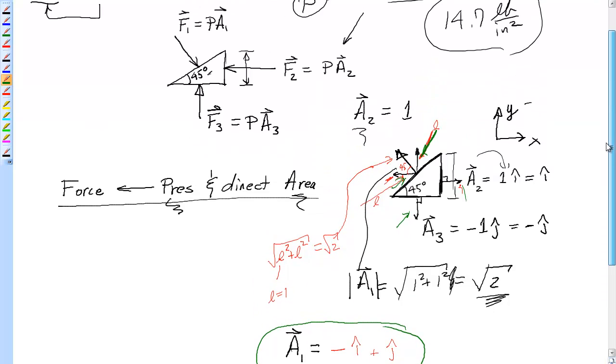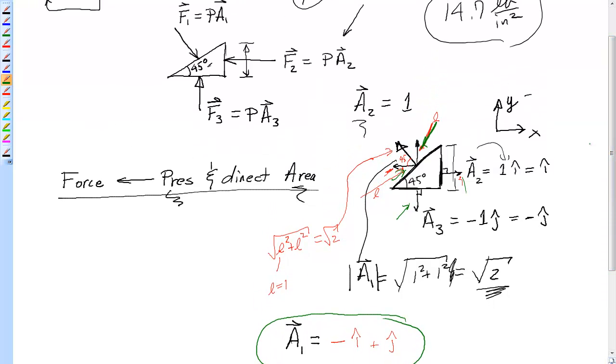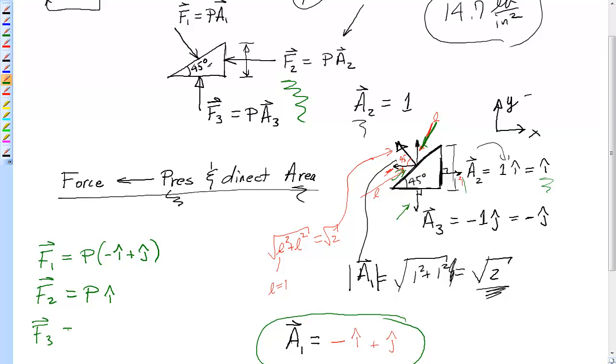So now let's start representing these. Let's start looking at the hardest one first. F1 would be the pressure, and I'll carry it as P, times minus i plus j. F2 is this one. It's just equal to the pressure times area 2. Area 2 is this one, i. And force 3 is pressure times this vector, area 3, which is just minus j.